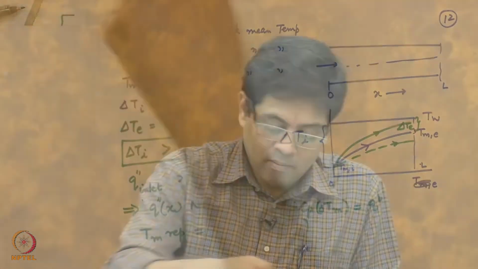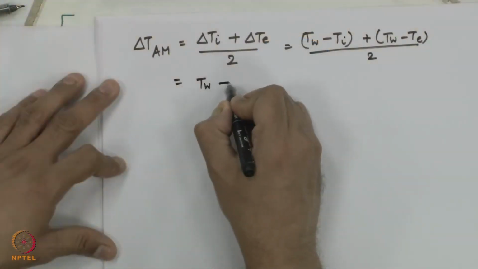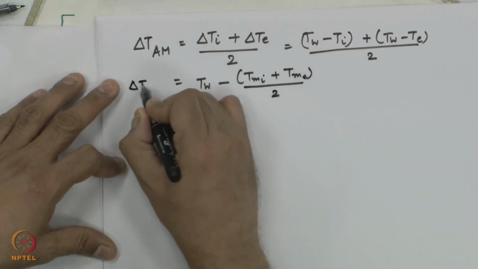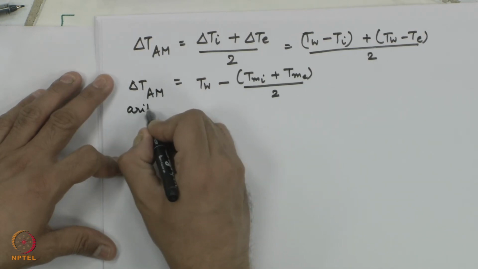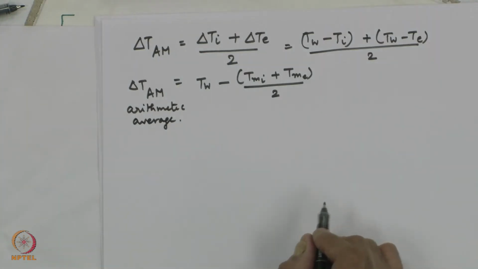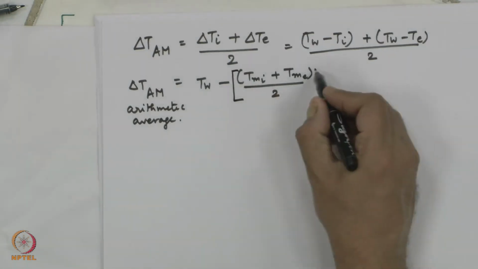So, this makes us come to a concept of arithmetic temperature difference. So, arithmetic temperature difference is nothing but delta T inlet plus delta T exit by 2, that is T wall minus T_i, I am dropping the subscript m, plus T wall minus T bulk mean exit divided by 2, which is nothing but T wall minus T bulk mean inlet plus T bulk mean exit by 2, delta T arithmetic mean. So, this was thought as one of the representative temperature differences.